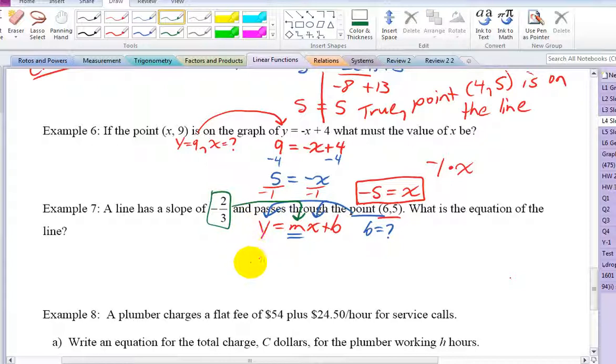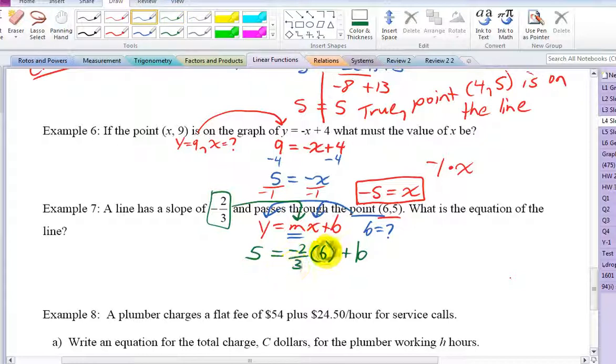So we're going to get, what's our y value? Looking at your point (6, 5), what's your y value? 5. What's your m value? Negative 2 over 3, it's your slope. What's the x value? 6. Oh, they're so nice because 6 and 3 cancel nicely. Plus the letter b, which we've got to find.